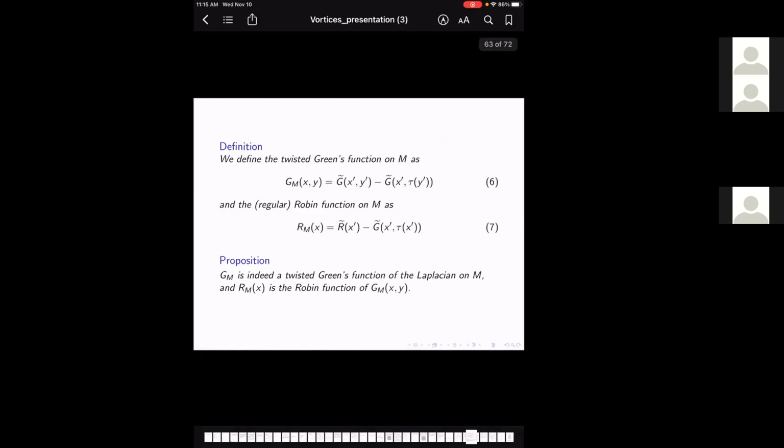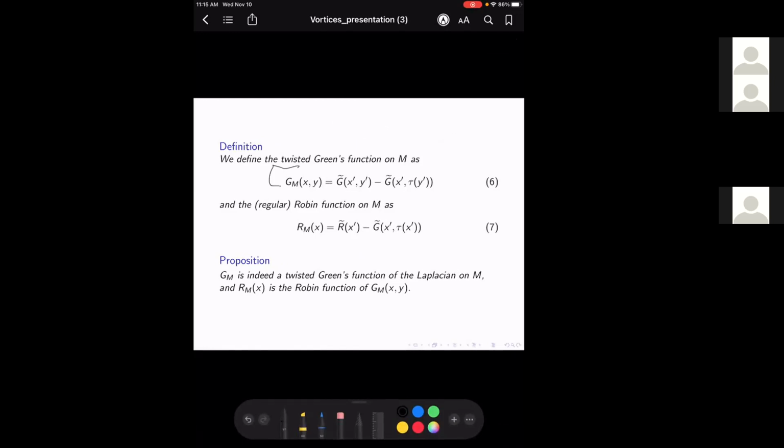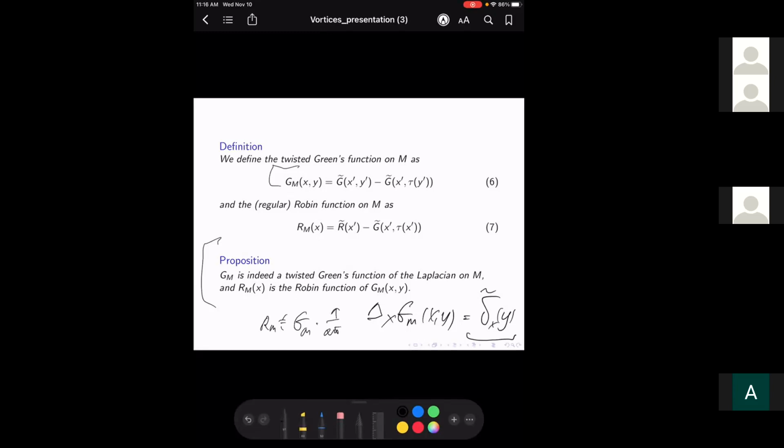Now, the proposition is that indeed, G_M is the twisted Green's function of the Laplacian on M, and R_M is the regular Robin function of G_M of x and y. So what I am trying to say here is that the Laplacian in x of G_M of x, y is going to be a twisted Dirac delta function, but we don't have time, so believe me, for now, this is good. This is going to be the twisted Dirac delta function. That means that it turns infinite when x coincides with y and is zero otherwise. And that is as much as we can ask of a Green's function, really. And R_M is the desingularization of Green's function. So it's a limit of G_M minus the logarithm of the distance between x and y.